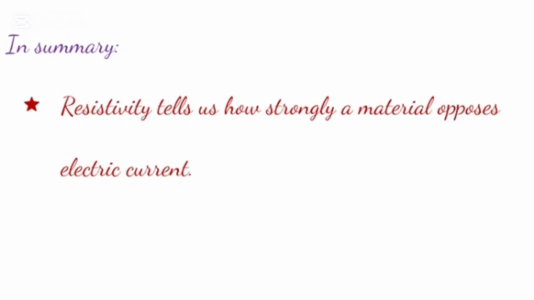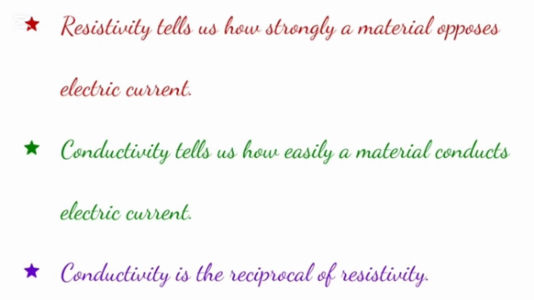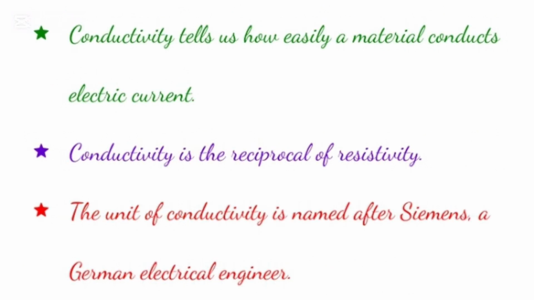In summary, resistivity tells us how strongly a material opposes electric current. Conductivity tells us how easily a material conducts electric current. Conductivity is the reciprocal of resistivity. The unit of conductivity is named after Siemens, a German electrical engineer.